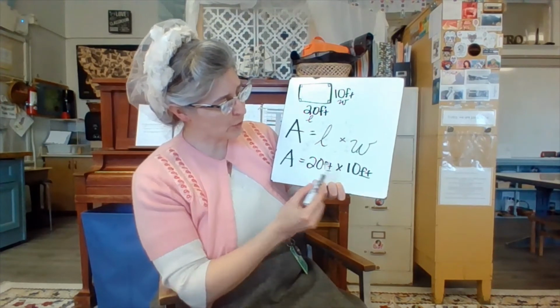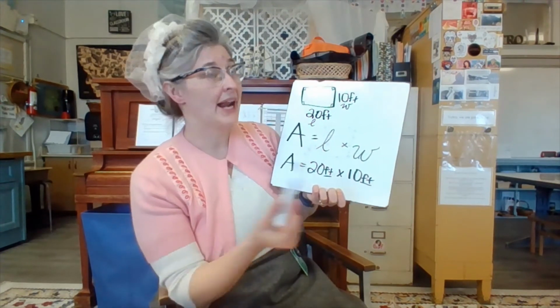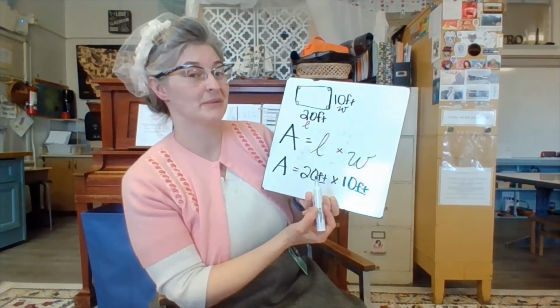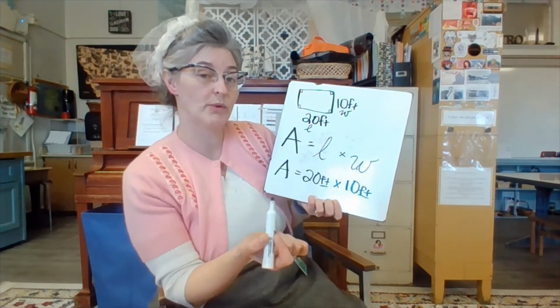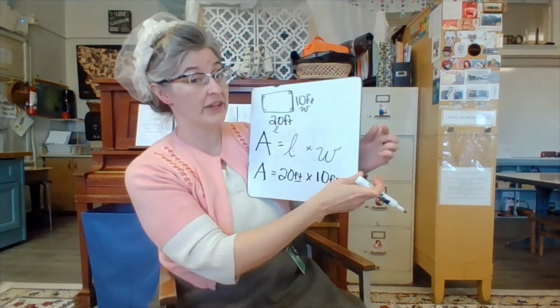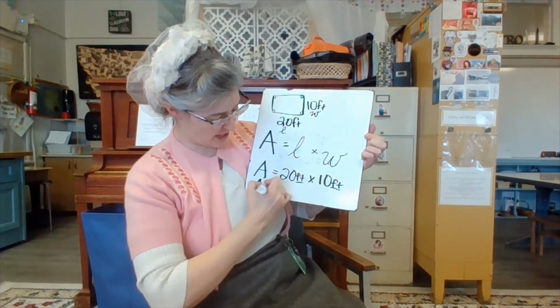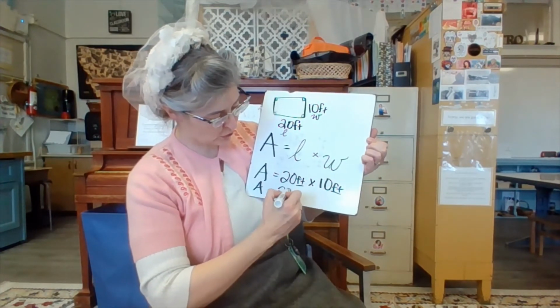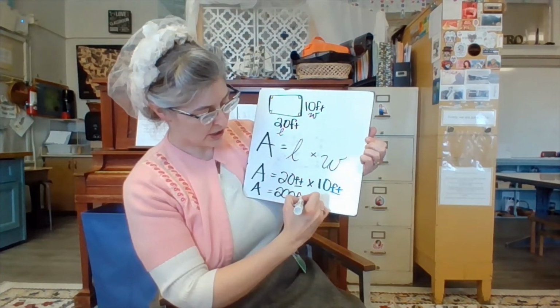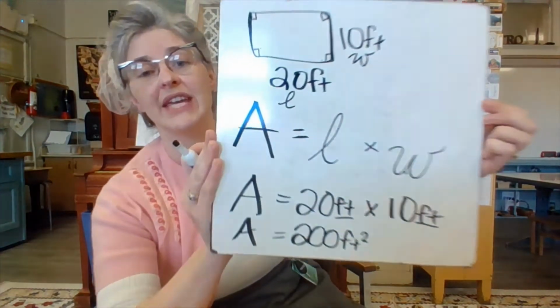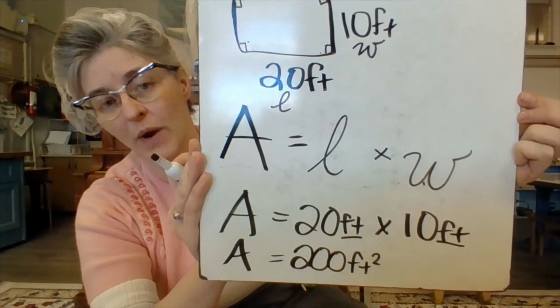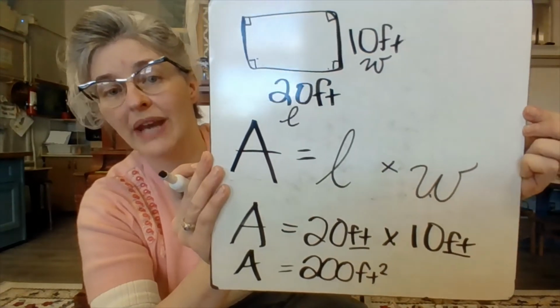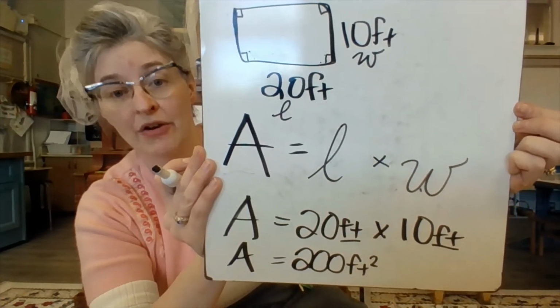Now I can see 20 times 10, and I know that it's really easy whenever I multiply by 10. I just move it over one more place value. Hopefully that's familiar. The area of my swimming pool that needs to be covered is 200 square feet, or feet squared. So now I know how much area needs to be covered. So let's do another one.